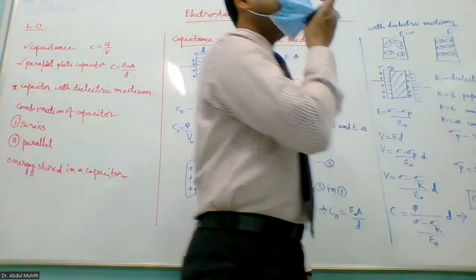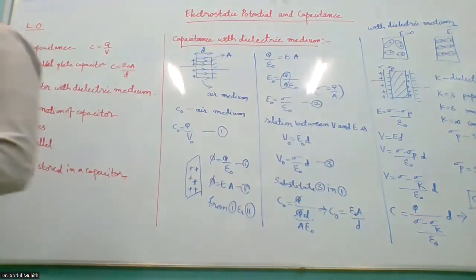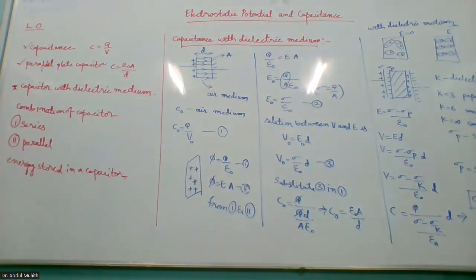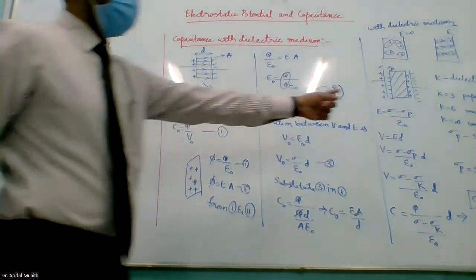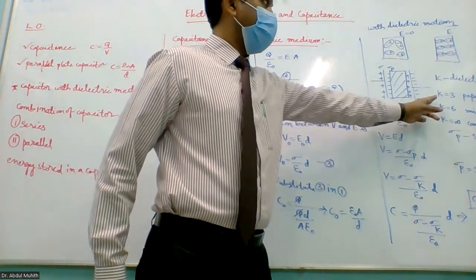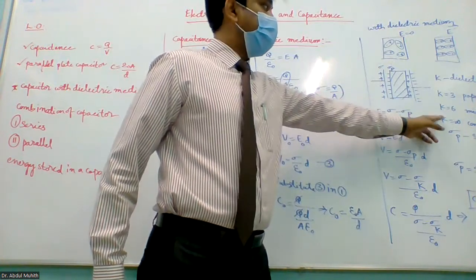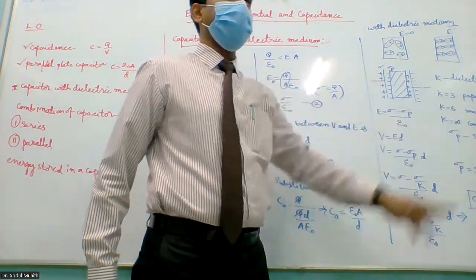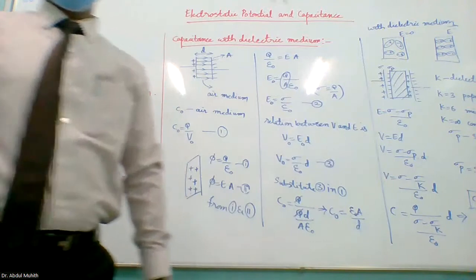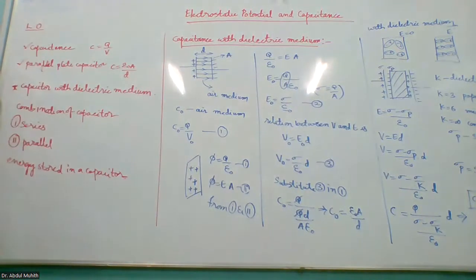It means that when you introduce a dielectric medium between the two plates of the capacitor, the capacitance will increase. This is not given in the book. I took this from some other book. For paper, mica, and conductor, for a conductor K is infinity. Why is it infinity for the conductor?